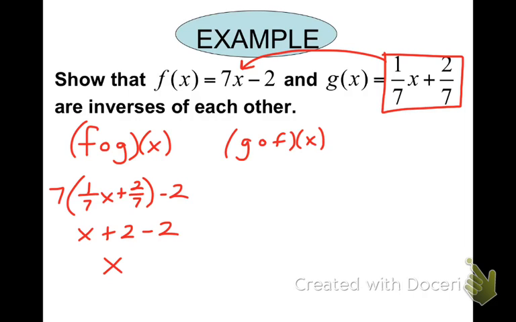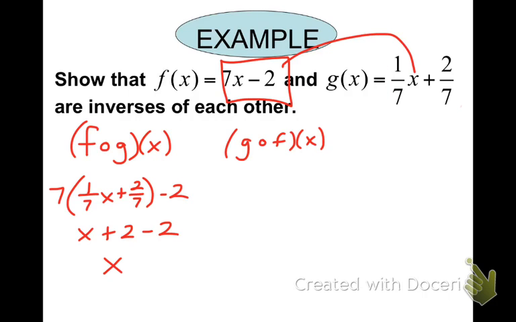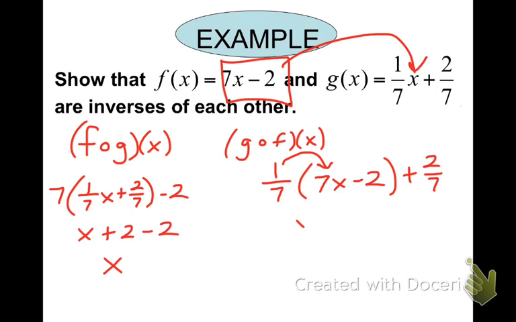So now I'm going to take the f function and put it in place of the g function. So now I get 1/7 times 7x minus 2 plus 2/7. Distribute. Well, 1/7 times 7x is x. 1/7 times -2 is -2/7. Plus 2/7 would go to x. What do you notice? They're both the same.